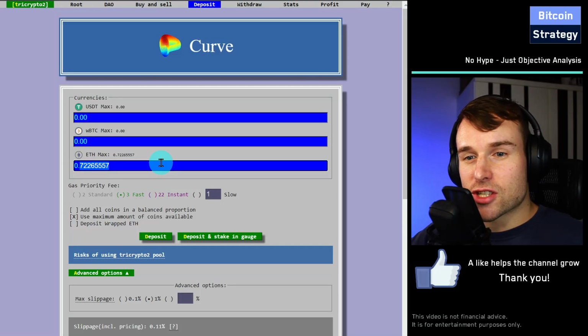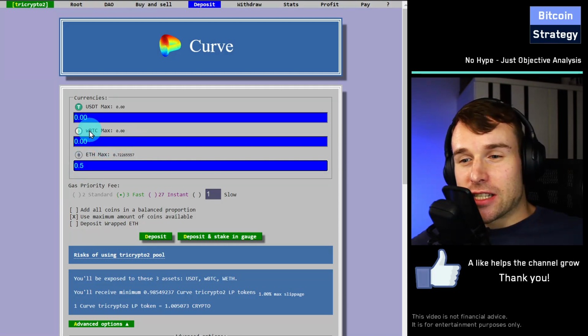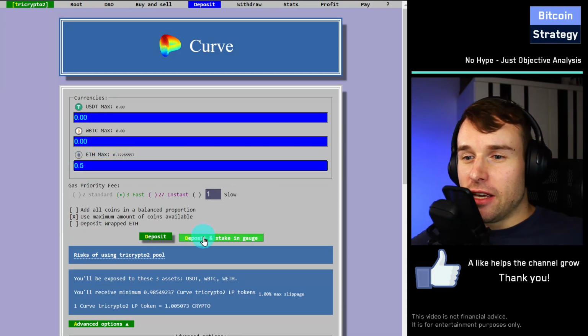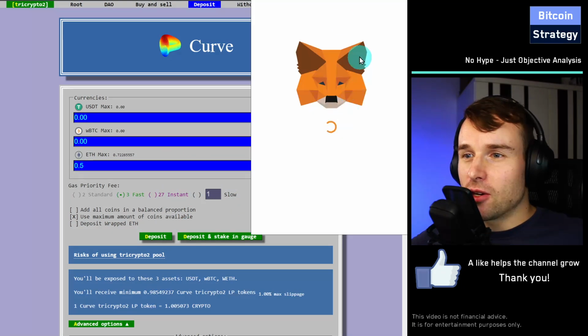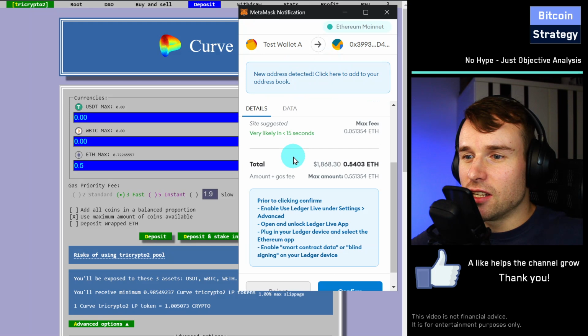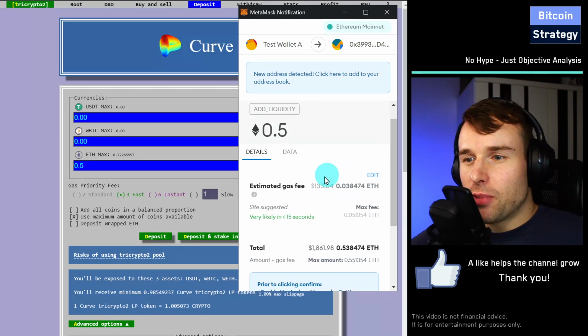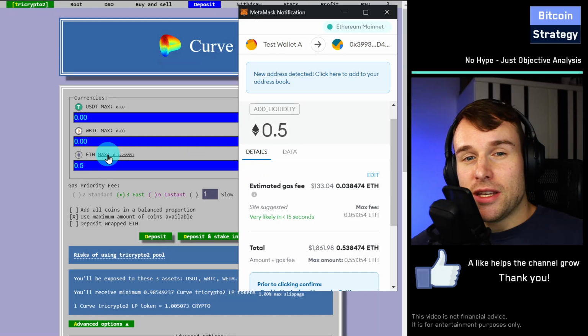So let's say you just want to try this out and you use a test wallet and maybe you want to deposit half an Ethereum. Now this is where the gas fees come into play. If you deposit this, your MetaMask wallet will open up. And what you will see is that this transaction here will cost you in gas fees $140 US. So you have to pay 140 or now it's 130 US dollars just to put money into the pool. You have to pay the same to get the money out again.